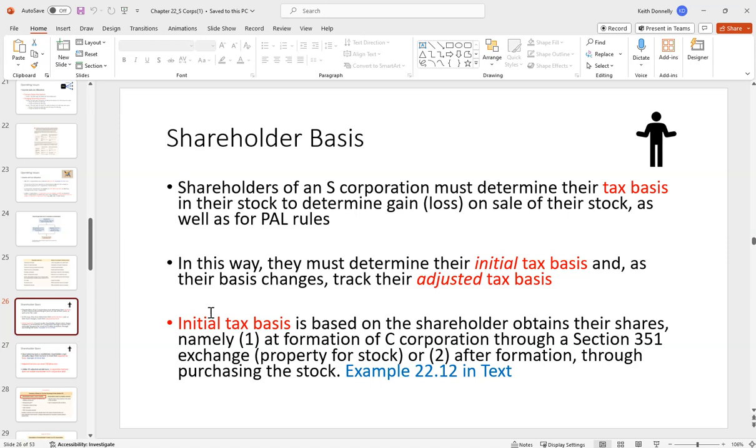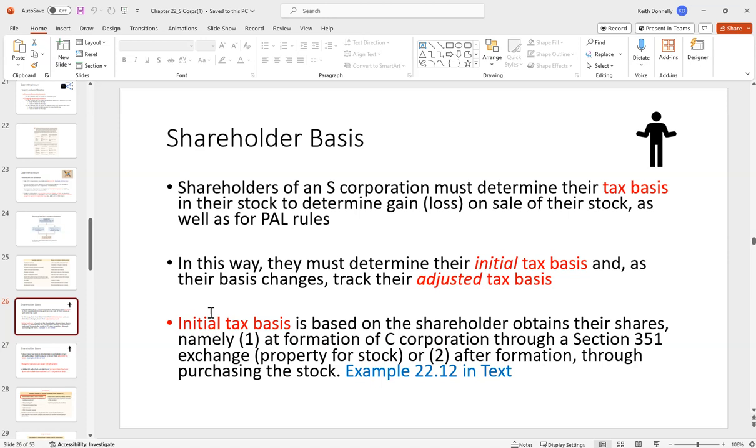Now, when we're talking about S Corp basis, it's similar to partnership basis insofar as there is an initial basis, which is generally guided by Section 351 C Corp rules, and then there's your adjusted basis, which changes over time. When we're looking at our initial tax basis, essentially the rule is a carryover basis. So if you give $20,000 in cash for your S Corp stock, your basis in that stock is going to be $20,000.